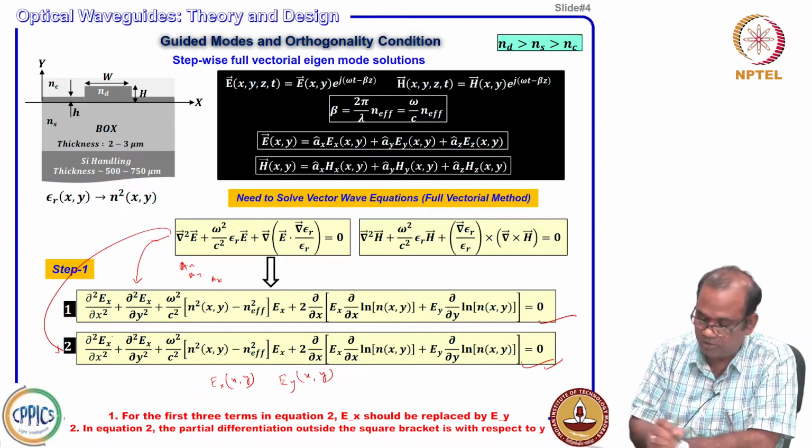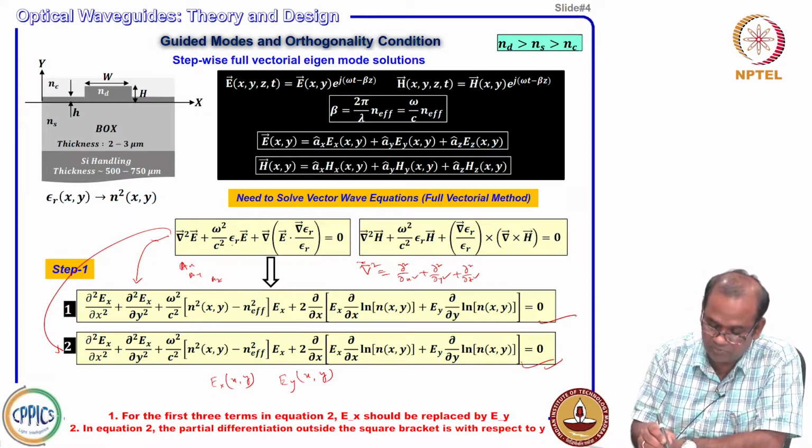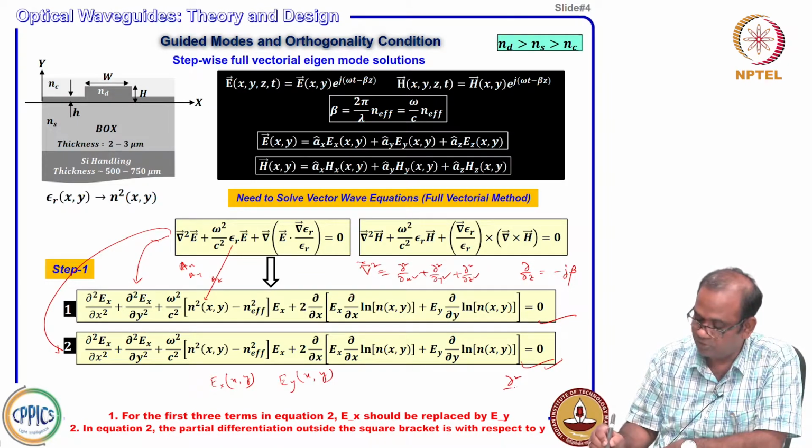You know what is the value of del square? Del square is nothing but del 2 del x 2 plus del 2 del y 2 plus del 2 del z 2, and then you are getting like this, where you have used epsilon r, instead of epsilon r you have just written n square x y. And you have considered del z equal to minus j beta, that means del 2 del z 2 equal to minus beta square, and instead of beta square you can write omega by c n effective.